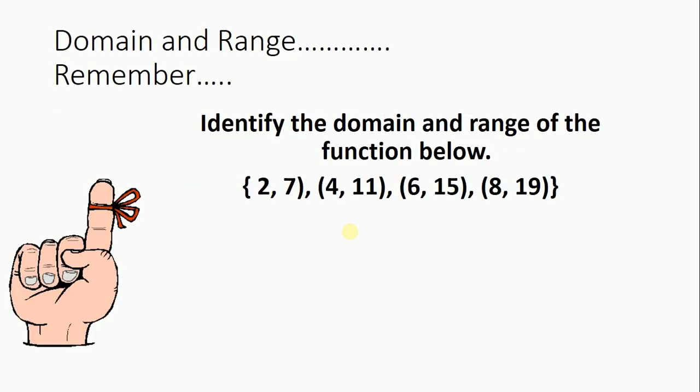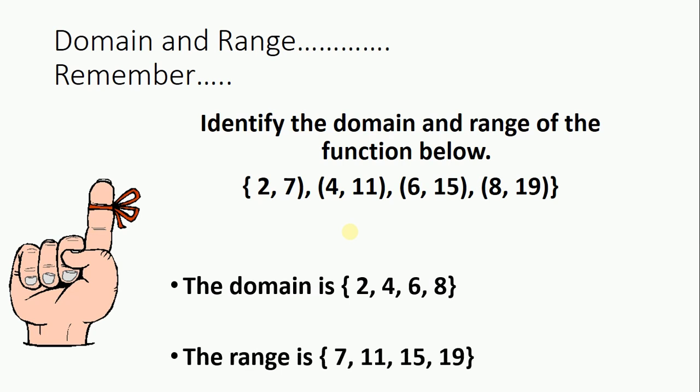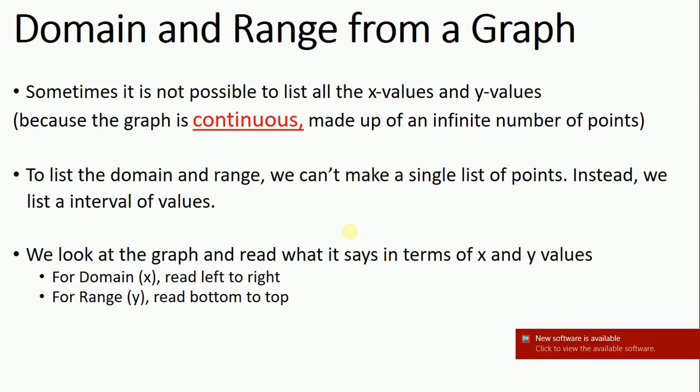So, remember, long ago we talked about domain and range at the beginning of this year, and domain, remember guys, was our x values, range was our y values. Now this was of a discrete graph because it's ordered pairs, like the dots that are not all connected. So domain and range from a graph that is continuous, we cannot list all the possible x and y values. So to list that, we're going to use an interval of values.